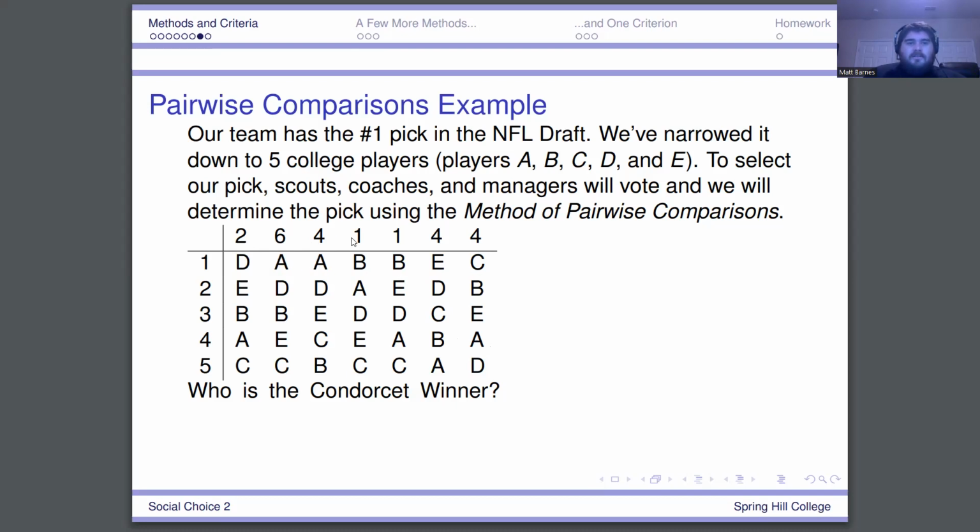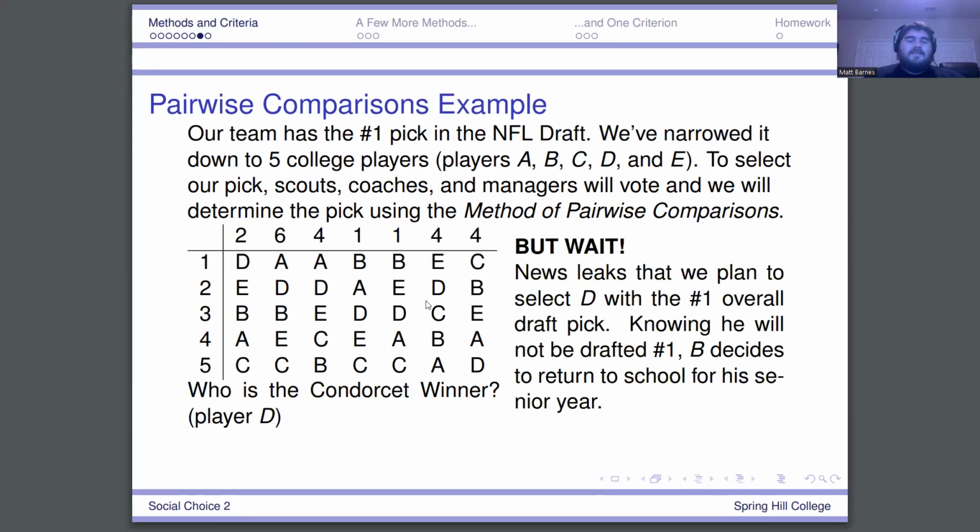In the first column, the 4th column, 5th, 6th, and 7th, it's actually B who wins. So we can add those up. 2 plus 1 plus 1 is 4, plus 4 is 8, plus another 4 is 12, right? So, okay, cool. That means B is preferred to A, right? So in that head-to-head matchup of A versus B, we would give B the point. That would be our candidate that gets the point. So I'll let you work on this on your own. If you work this out, you will find that the Condorcet winner is player D, right? So that is the player that we are going to pick first in the draft.